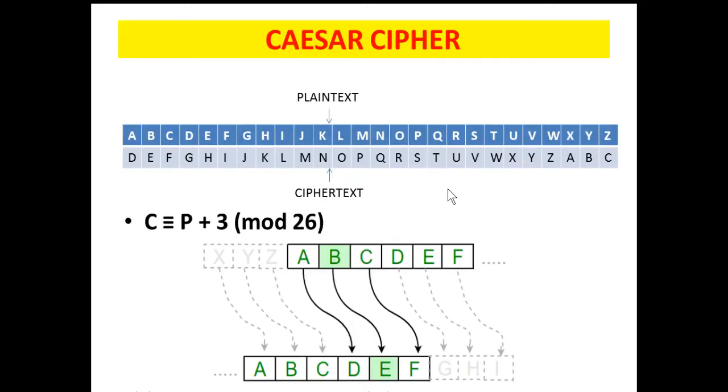So the first cipher is the Caesar cipher. Cipher means a system where you see how to hide a message and how to unhide a message. The first cipher was introduced by Caesar. So what is the Caesar cipher?